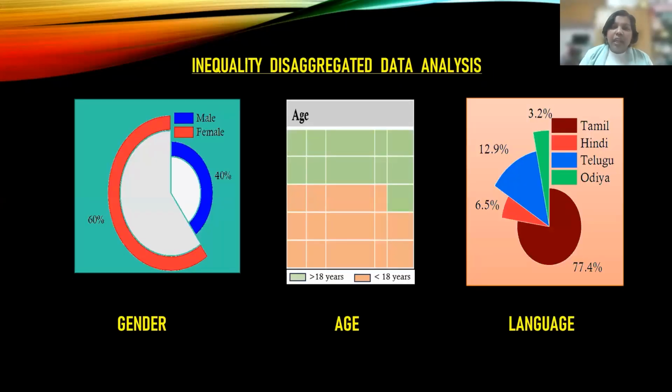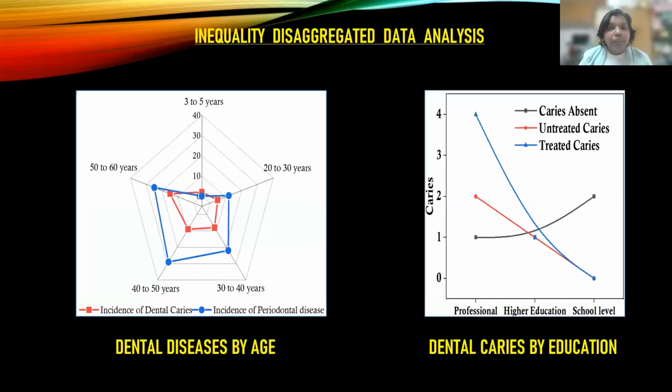And this is the inequality disaggregated data analysis of the people who participated in the camp. So by gender, females were more than males, around 60%, and by age, less than 18 years of age was more. And by language, we had a very beautiful data set. People speaking Tamil, Hindi, Telugu, and Odia participated.